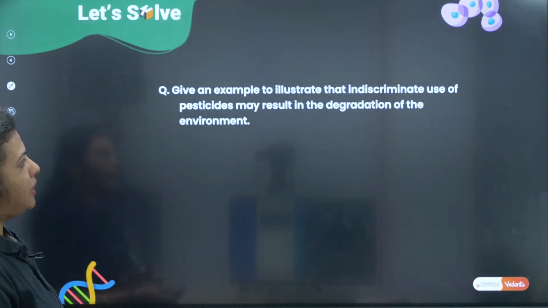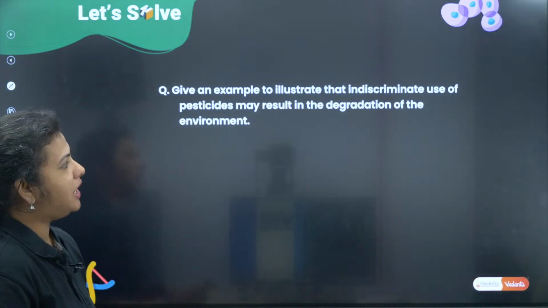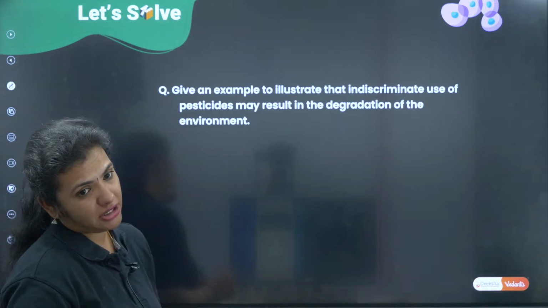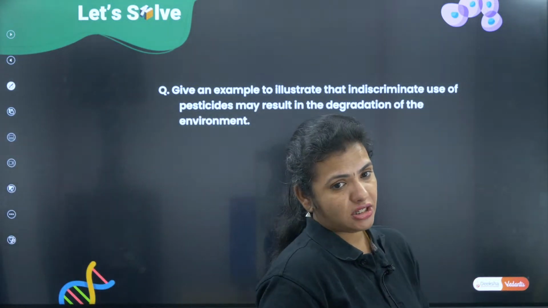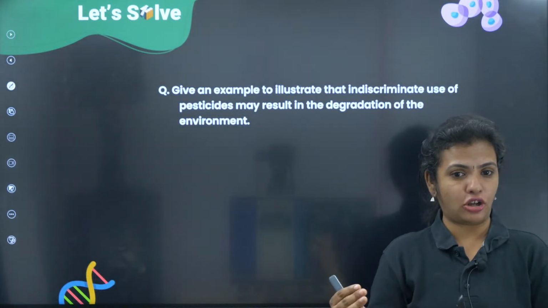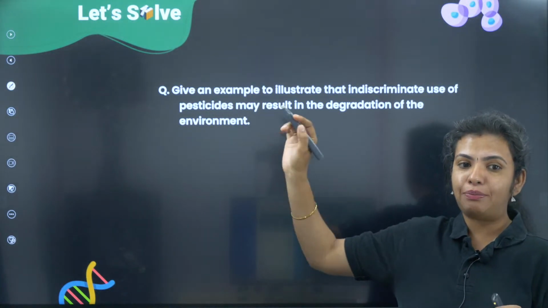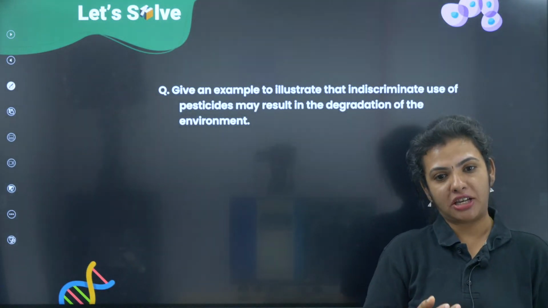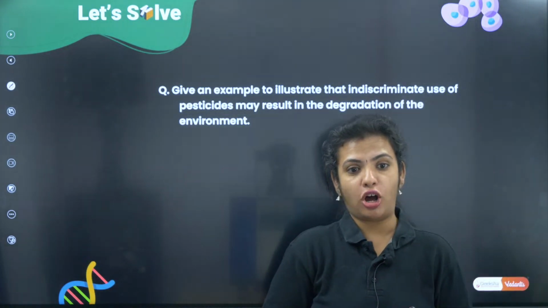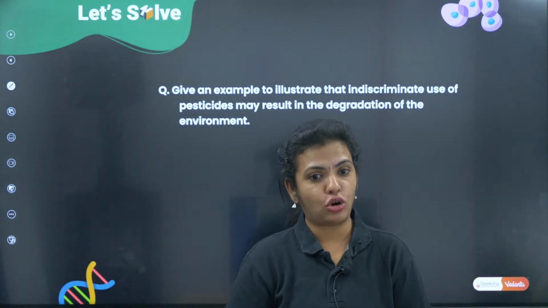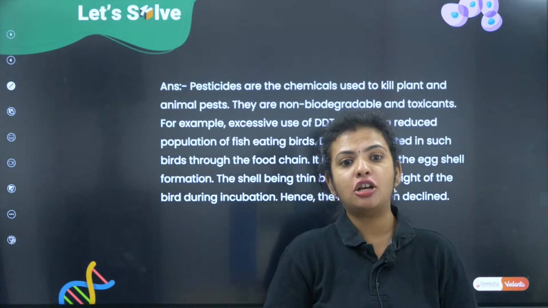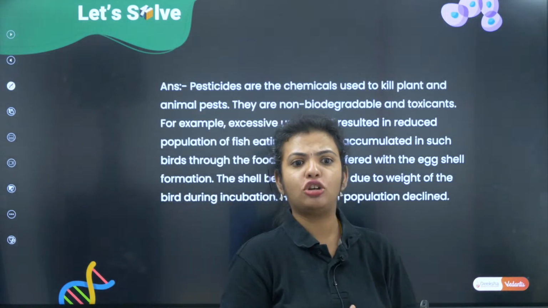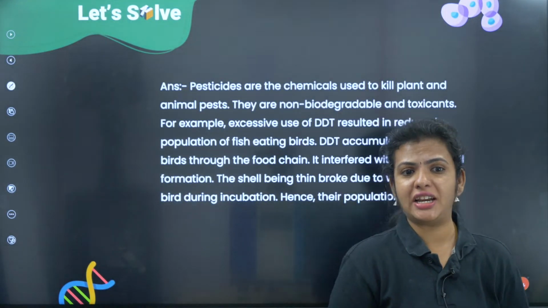All right, give an example to illustrate that indiscriminate use of pesticides may result in the degradation of the environment. Okay, this question again has been repeated in many of the question papers, children. So, example to illustrate, you can give any example. Okay, again it is an application based question which is talking about the concept of biomagnification. So, already I told you about biomagnification, correct? So, biomagnification, here we are giving the example of pesticides, or you can give some insecticide or weedicide, anything.